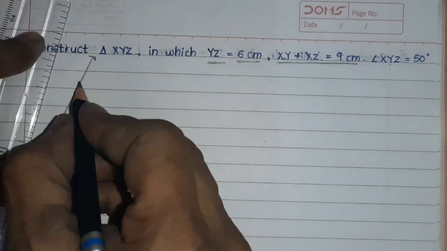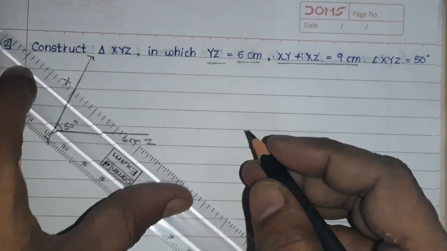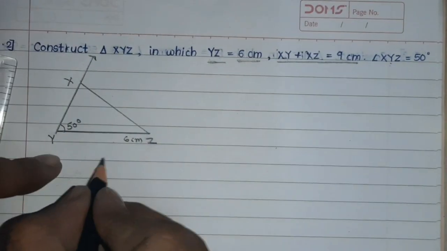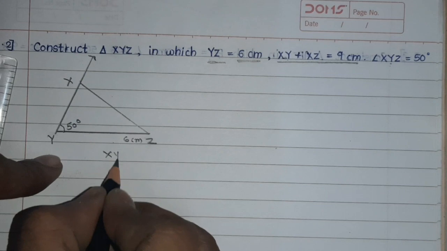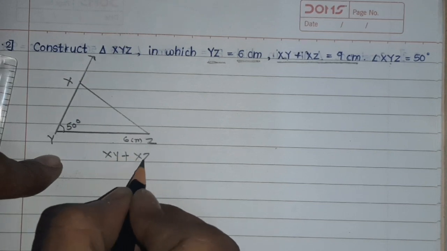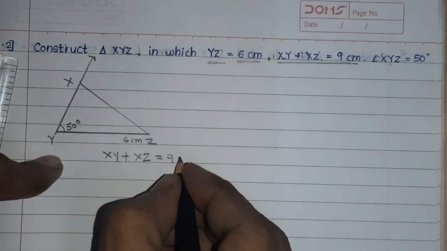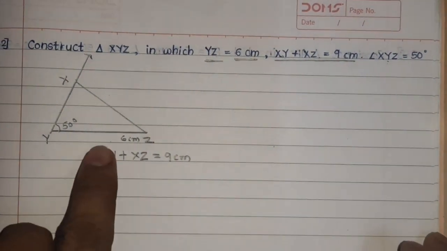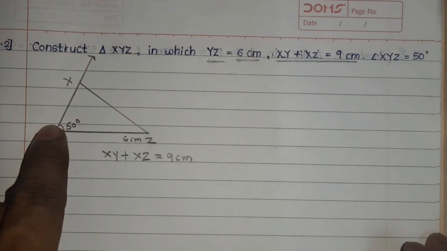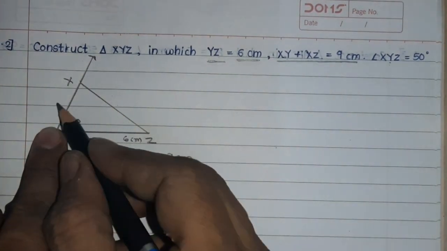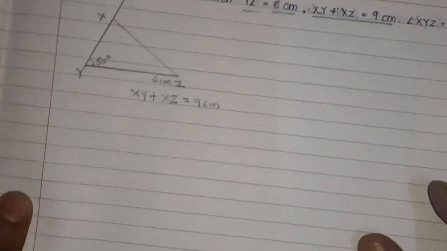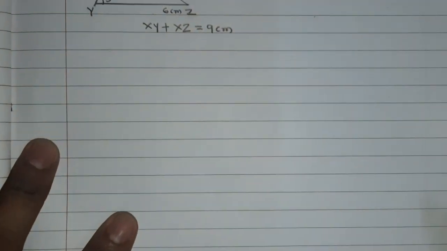And here we have to take point X. Then we got here XYZ. Here we have to write XY plus XZ is equal to 9 cm. Dear student, see, base is given. One base angle is given and the sum of the remaining two sides is given, and we have to construct that angle. Now see, dear student, for that purpose, first of all, we have to draw the base.